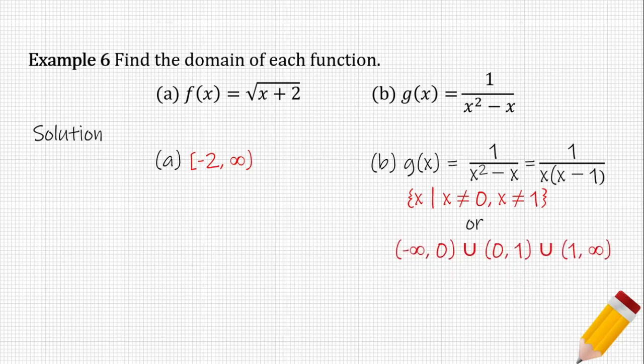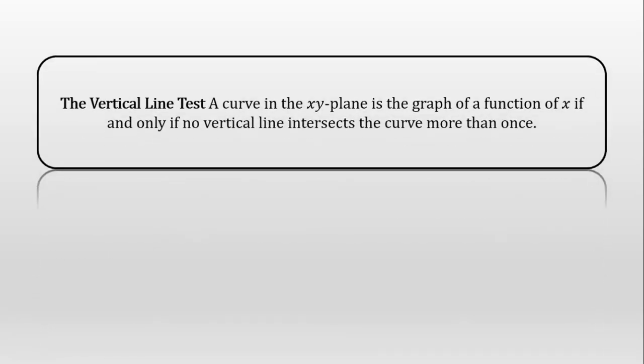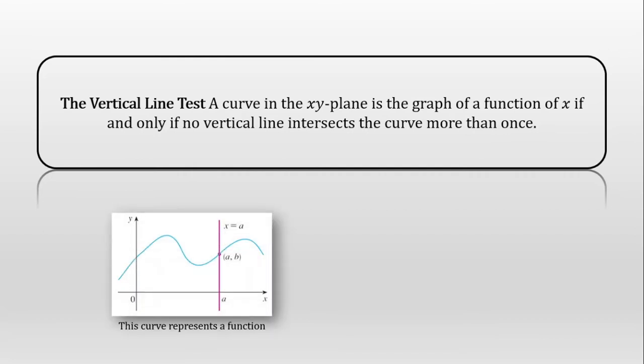The graph of a function is a curve in the xy plane. But the question arises, which curves in the xy plane are graphs of functions? This is answered by the following test. The vertical line test. The reason for the truth of the vertical line test can be seen in the following graphs. If each vertical line, x equals a, intersects a curve only once, at point (a, b), then exactly one function value is defined by f of a equals b.